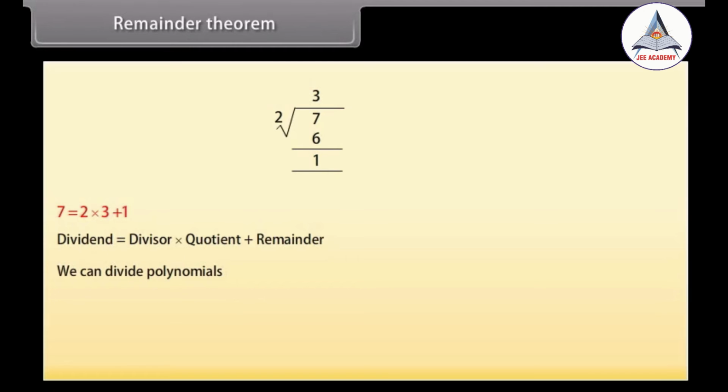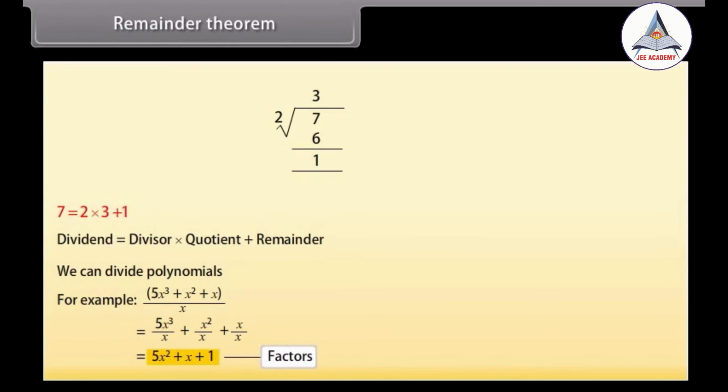Similarly, we can divide polynomials. For example, 5x raised to the power 3 plus x raised to the power 2 plus x, divided by x. Here we say that x and 5x squared plus x plus 1 are factors of 5x cubed plus x squared plus x, and 5x cubed plus x squared plus x is a multiple of x as well as a multiple of 5x squared plus x plus 1.